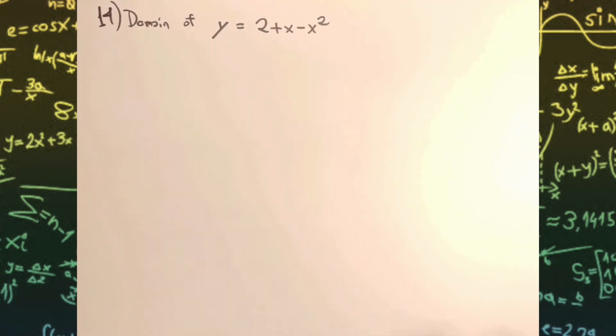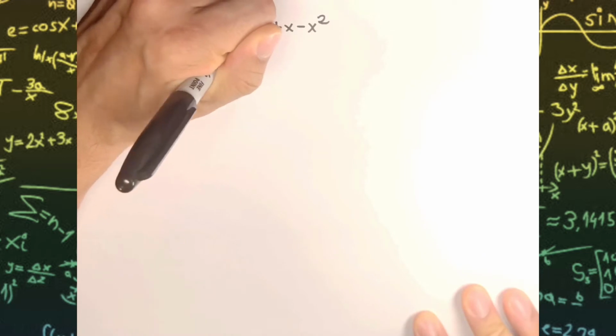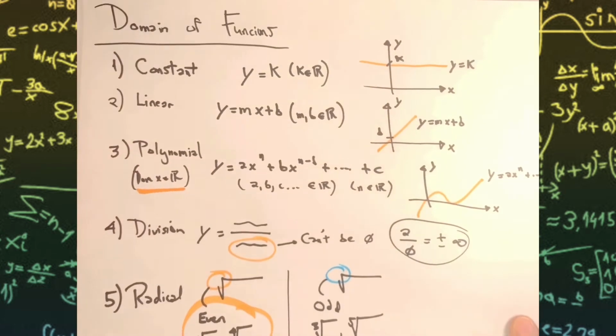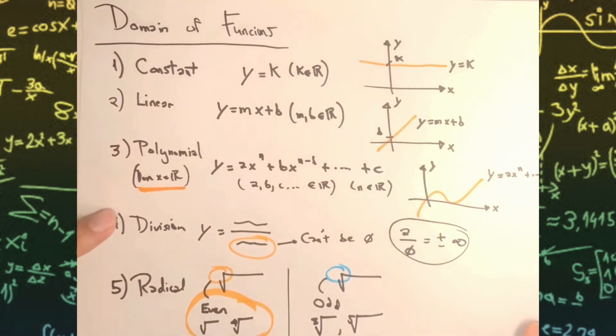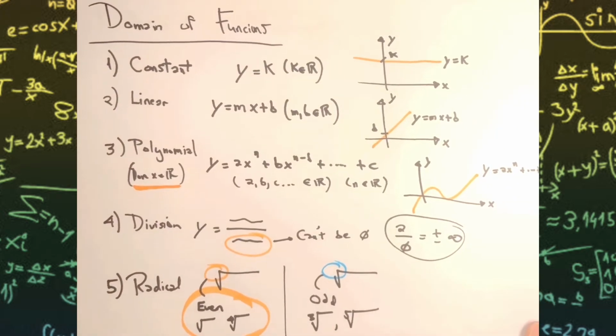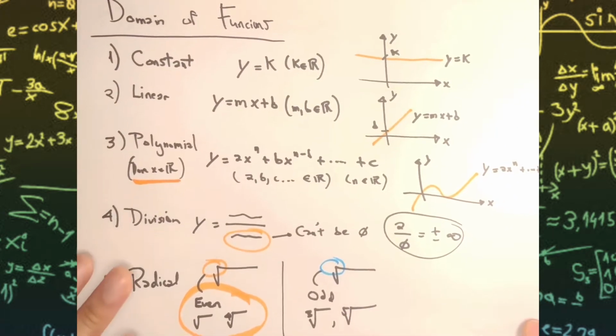However, this is not the real function the exercise has. In reality, it's the square root of 2 plus x minus x squared. So it's not a constant, not linear, not polynomial, not division. It's a radical function with an even index in the square root.